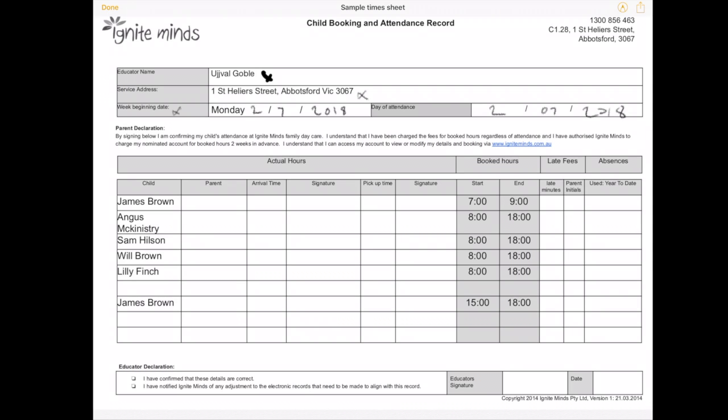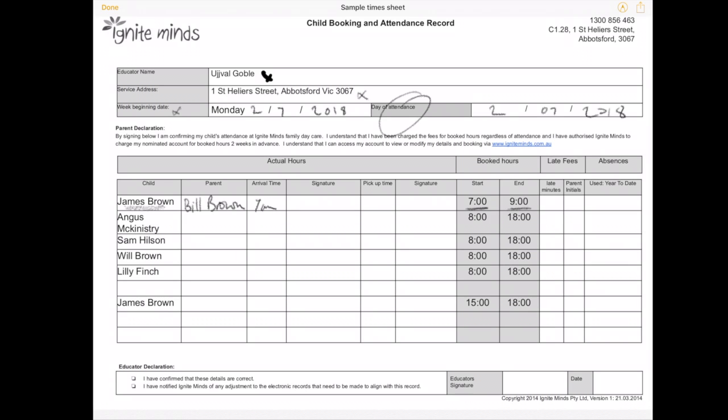Now it's really important to look at this day of attendance here because you'll notice this timesheet is actually for a whole day. So we're going to fill out two separate attendances. So if you look here for James Brown, his start time is 7 a.m. and his finished booked time is 9 a.m. So he's a school child. So Bill Brown, Dad, is going to drop the child off, and he drops off at 7 a.m.